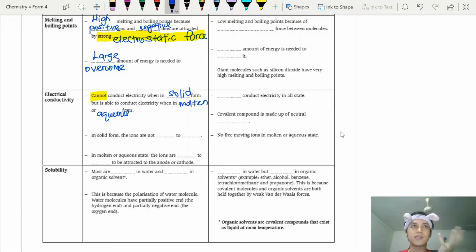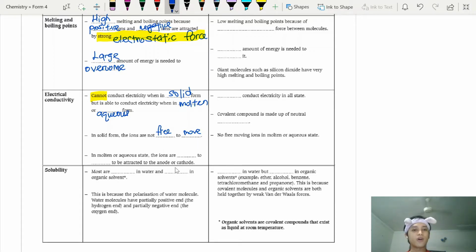I'm sure a lot of people have done this before. You take your sugar, you heat it up, it becomes brown sugar, right? Okay, sticky liquid. That is what we can consider as molten, meaning you heat the solid until it melts. That's the meaning of molten. Right, so in solid form, the ions are not free to move.